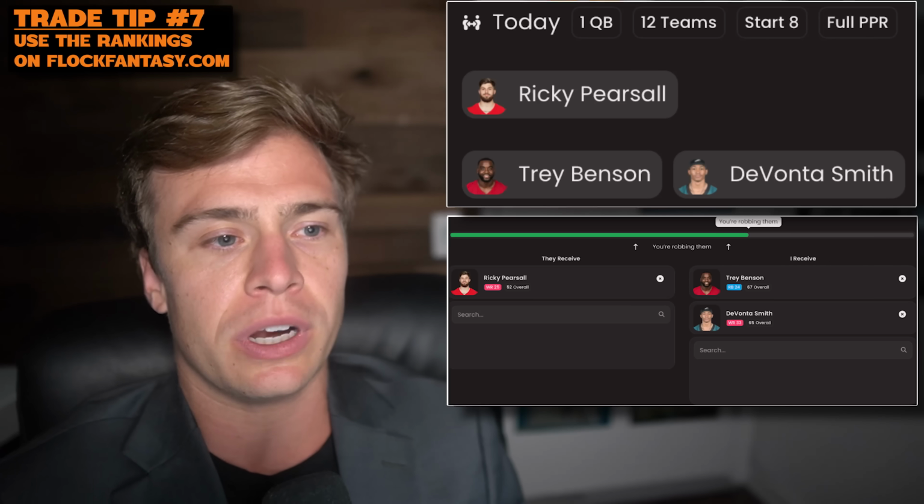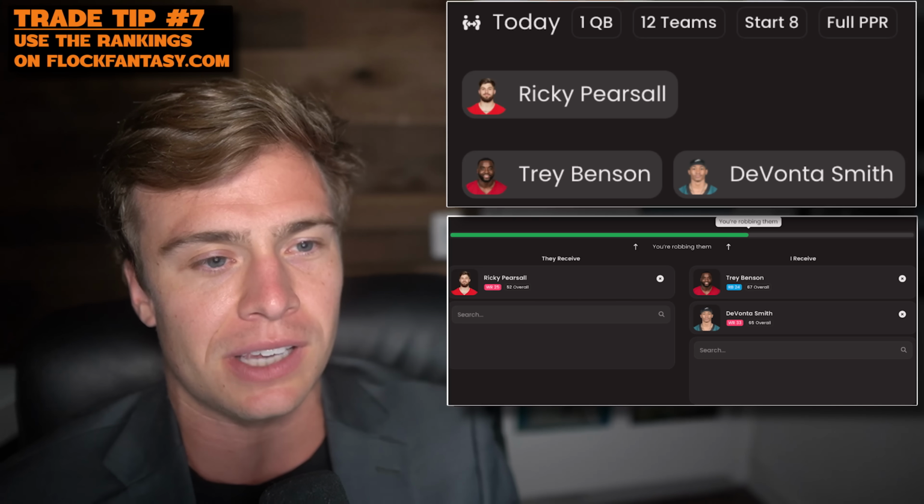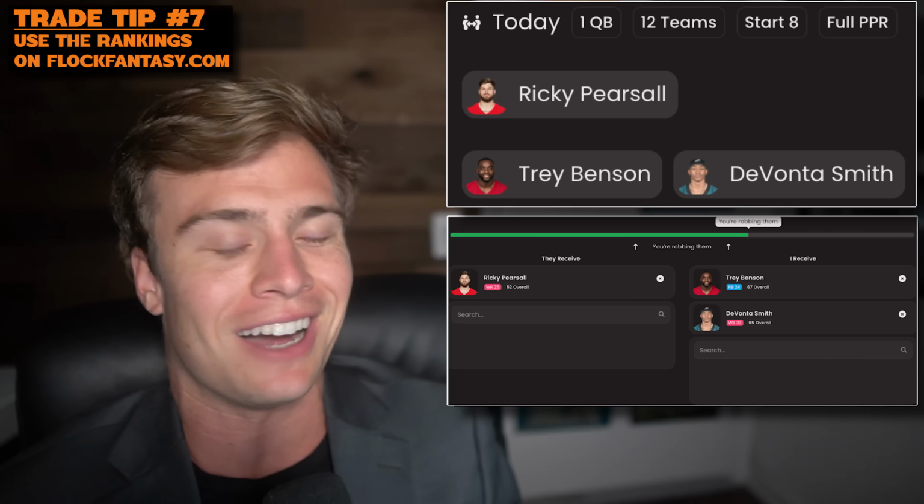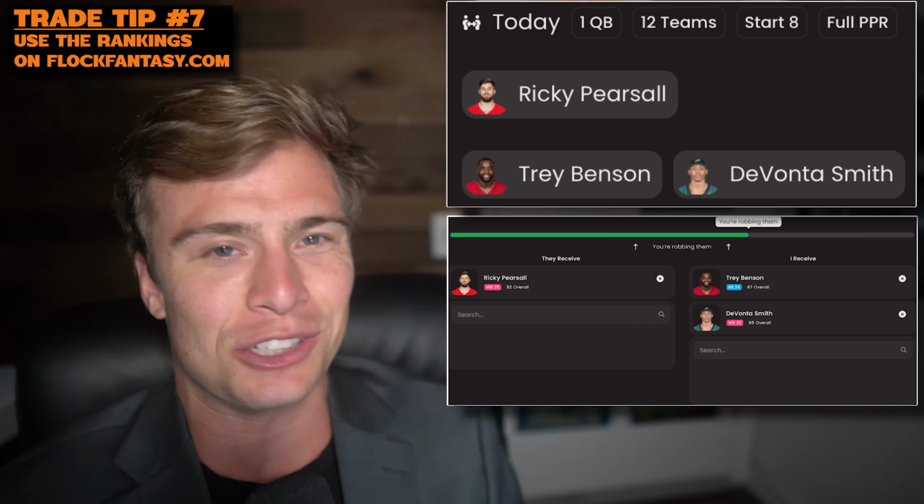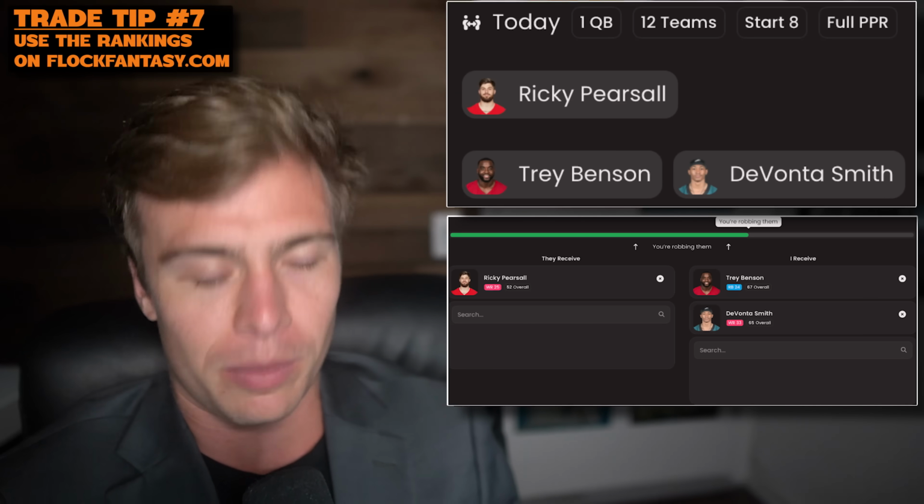Next deal, somebody traded Ricky Pearsall for Devonta Smith, Trey Benson. They clearly did not check the trade calculator. You throw that in the trade calculator, it's going to say the Trey Benson and Devonta Smith side is robbing the Pearsall side. And then going through and looking at this next deal.